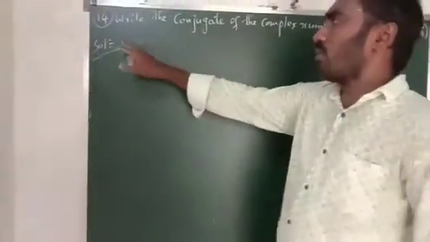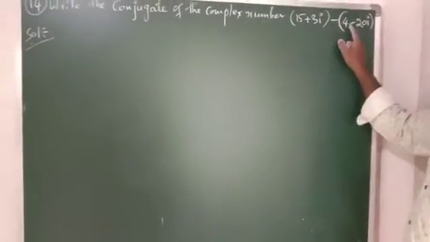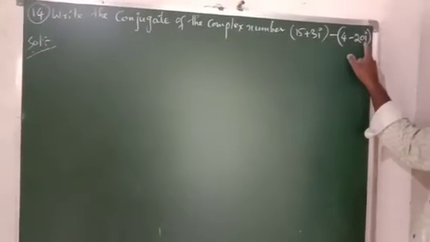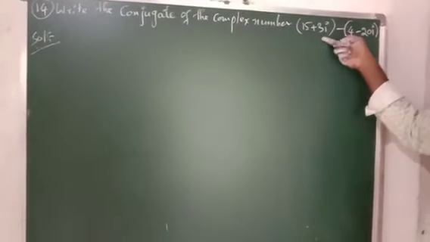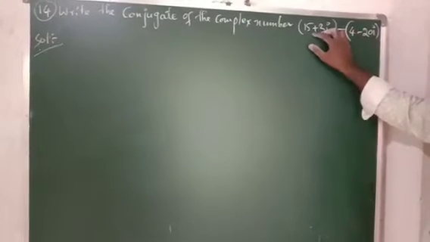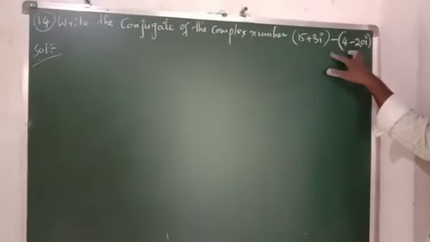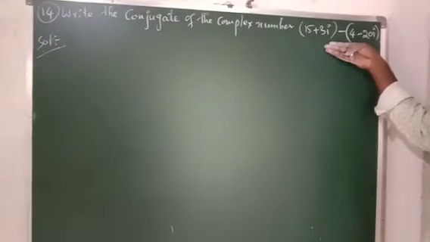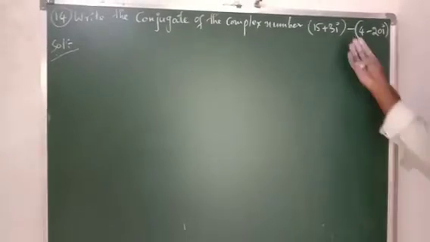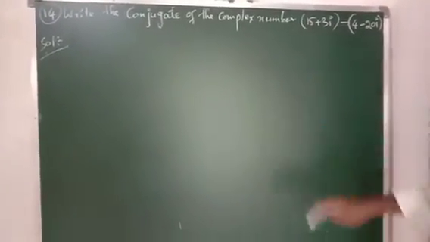Okay. 14th problem. Write the conjugate of the complex number 15 plus 3i minus 4 minus 20i. We have to find the conjugate of this complex number. But here we have two complex numbers. This is one complex number and this is also one complex number. First we have to convert these two complex numbers into one complex number, that means a plus ib form. Then we have to find the conjugate.